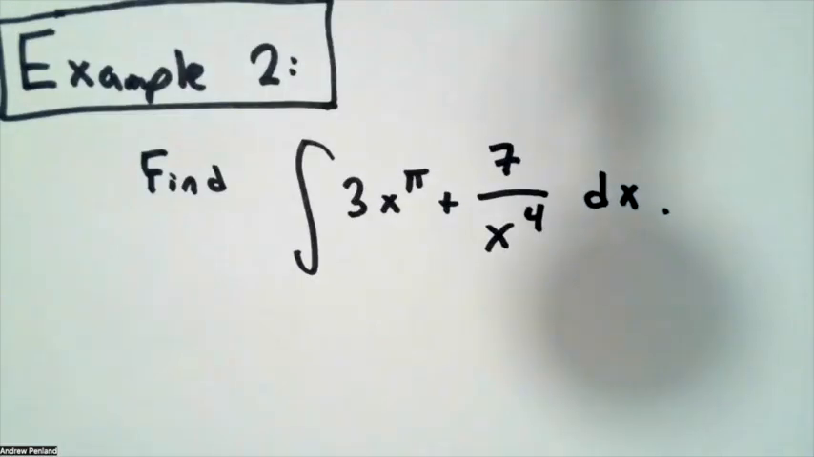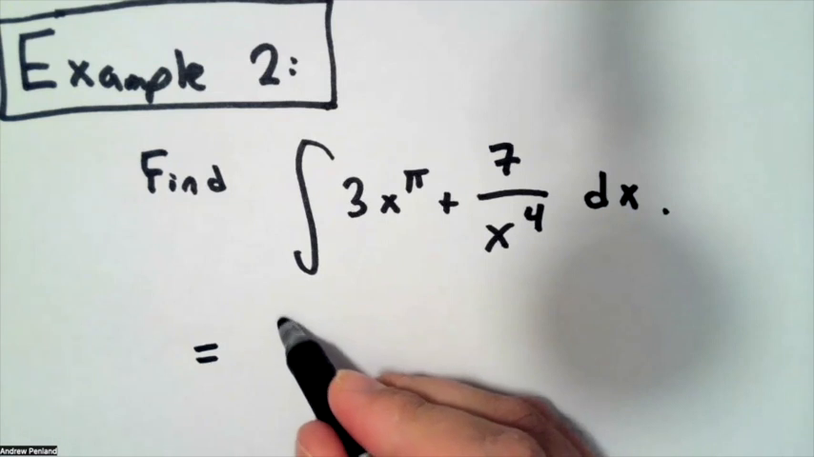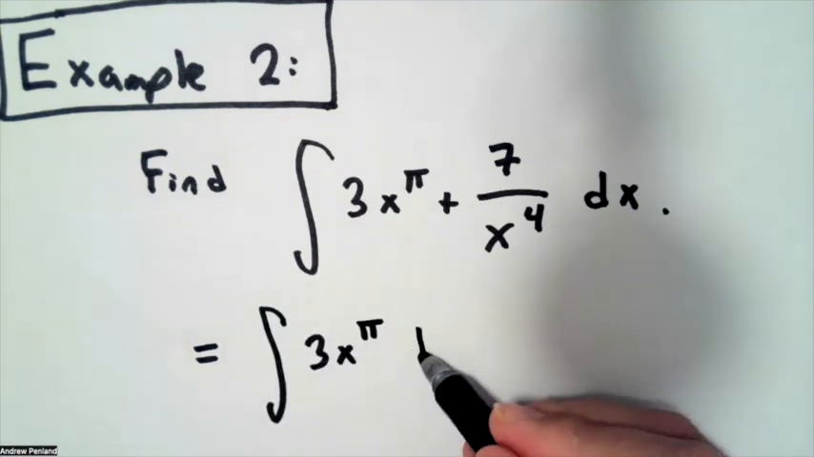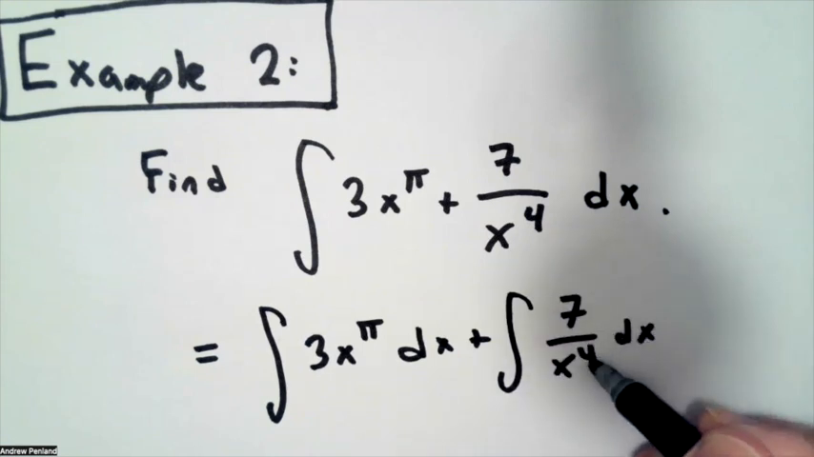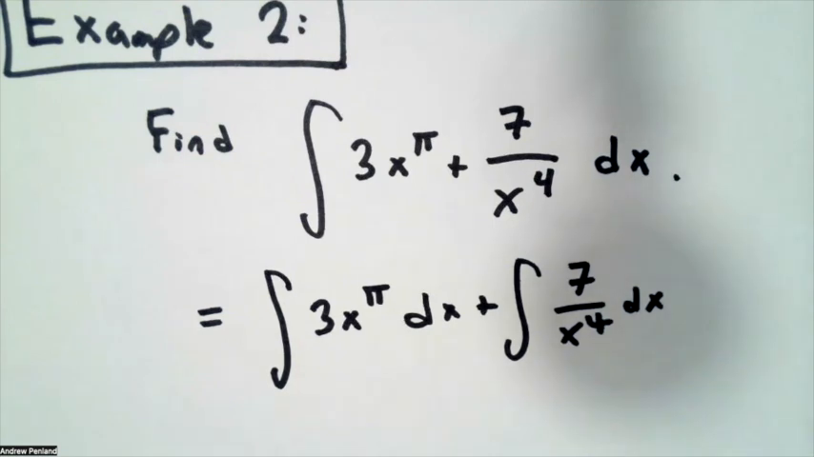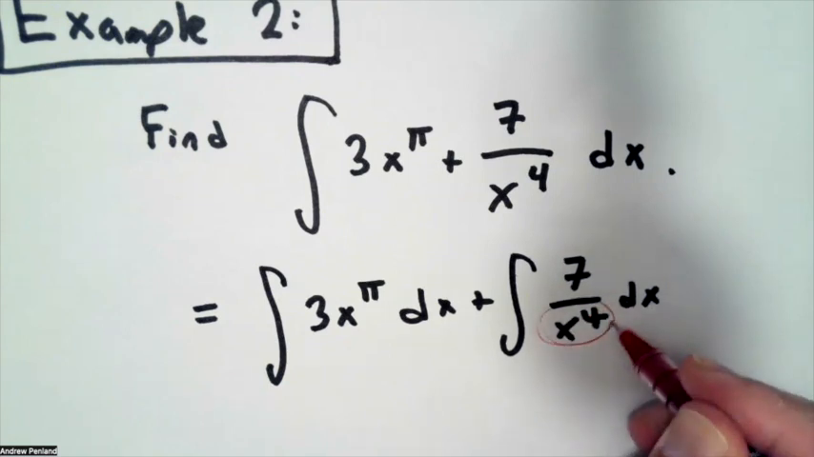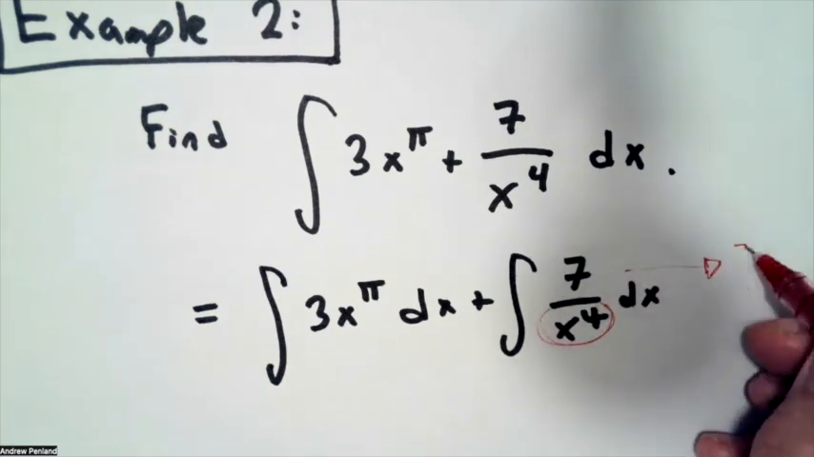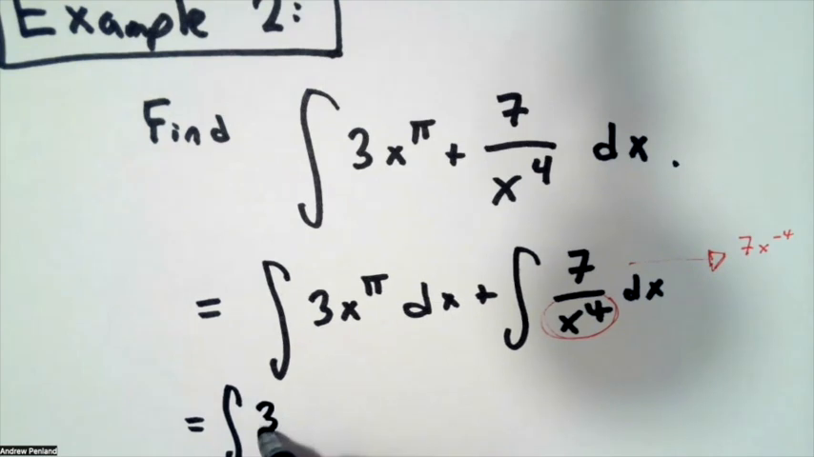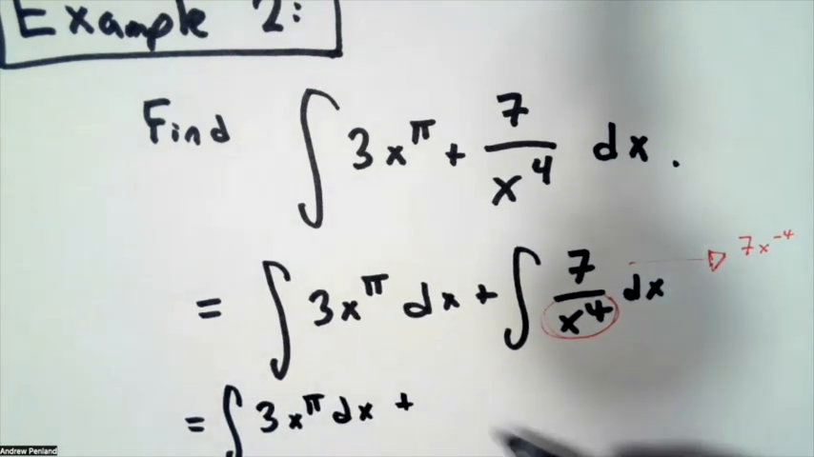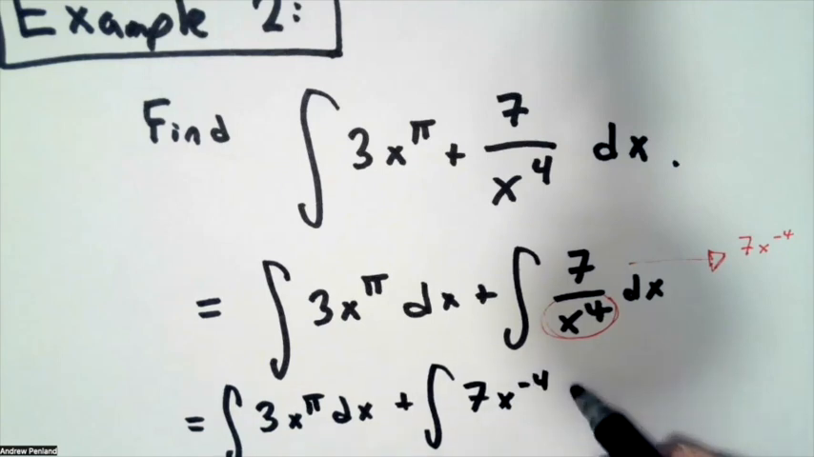Okay, so let's look at this next example. Find the indefinite integral of 3x to the pi plus 7 over x to the 4th dx. The first thing we're going to want to do is split this up. So this can be the indefinite integral of 3x to the pi dx plus the indefinite integral of 7 over x to the 4th dx. And then it's important that I rewrite this so that I recognize both of these are actually power functions. So with this x to the 4th in the denominator, this can become 7 times x to the negative 4th. I'm going to rewrite this as the indefinite integral of 3x to the pi dx plus the indefinite integral of 7x to the negative 4th dx.